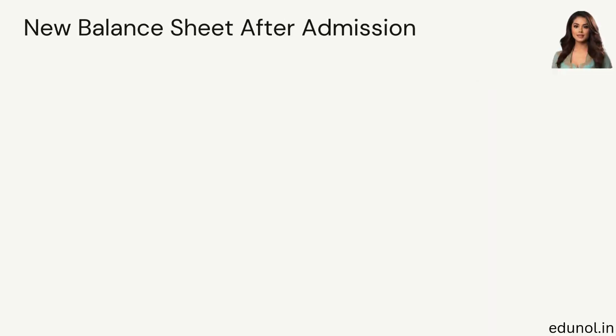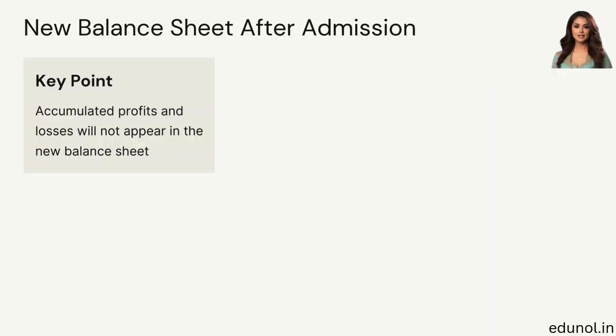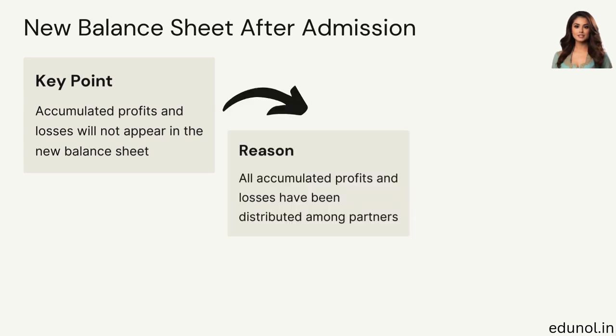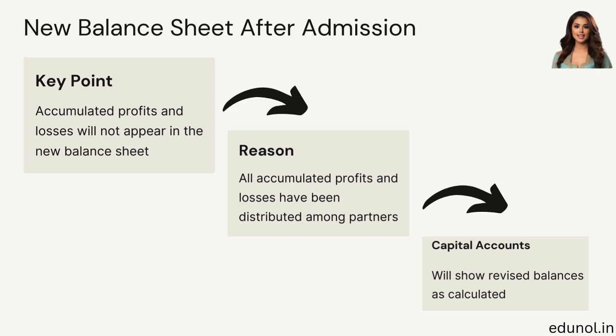In the new or revised balance sheet, the accumulated profits or accumulated losses will not come. This is due to the fact that we have already distributed all the accumulated profits and losses among the partners. Now nothing is left in the accumulated profits or accumulated losses account. The new balances of partners' capital accounts, as calculated on previous slide, will come in the new balance sheet after the admission of new partner.